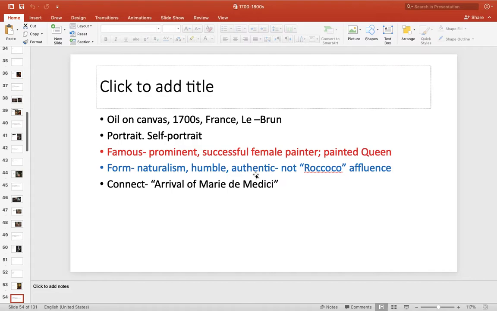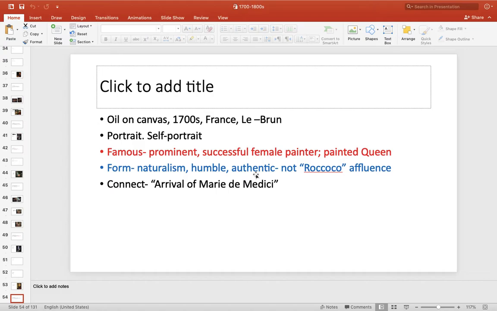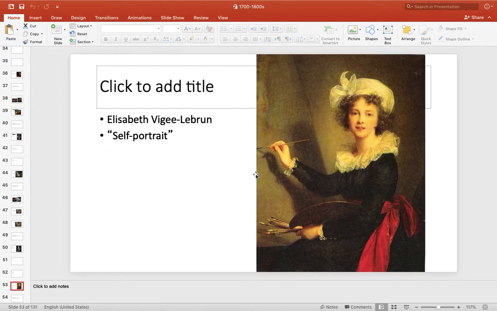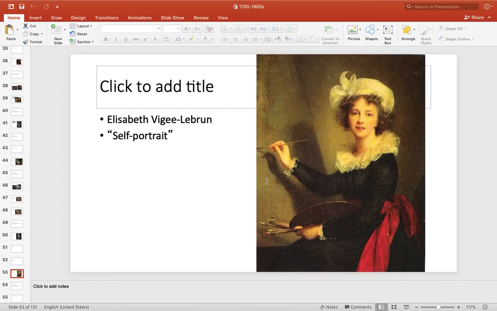All right, if we break this one down, it's an oil painting, 1700s, France. Artist is LeBron. Function, it's a self-portrait. Famous, she was a really famous artist. She was a very successful female painter. She painted the Queen. Form, naturalism, humble, authentic, not Rococo, very down to earth. Connection, compare her to a rival of Marie de Medici. Very, very different. She's very down to earth.